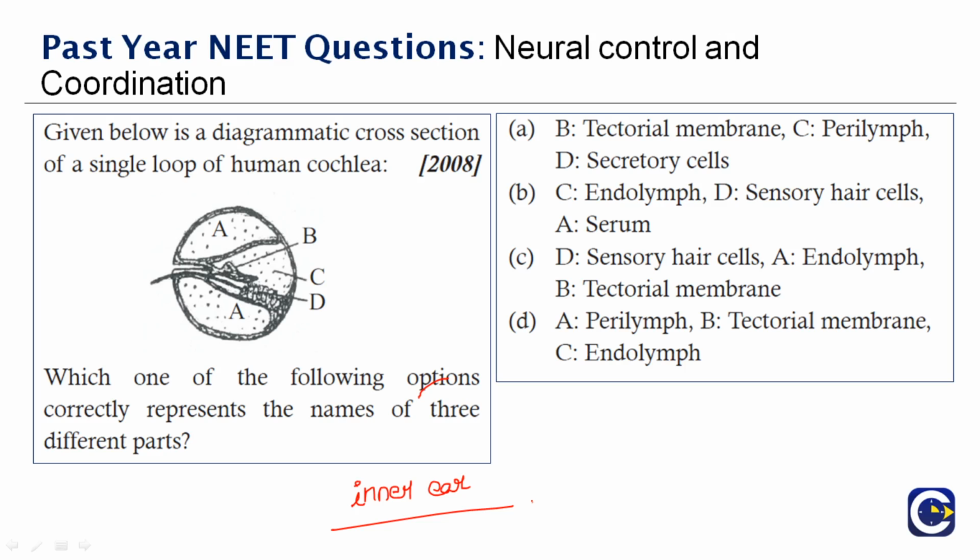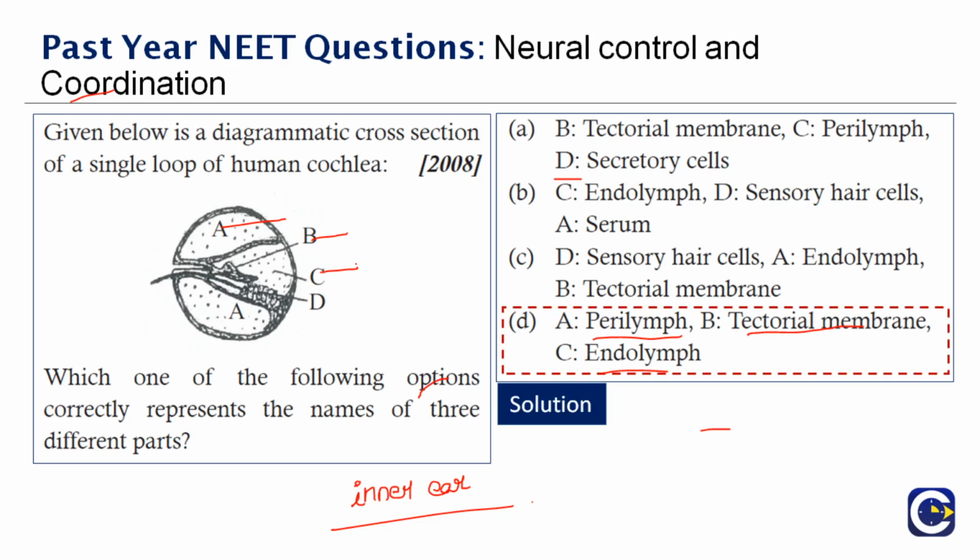And the right answer is D. Here you have the answer. A is perilymph, then you have B with the tectorial membrane, and C is the endolymph. So these are correctly matched, therefore the right answer to this question is option D.